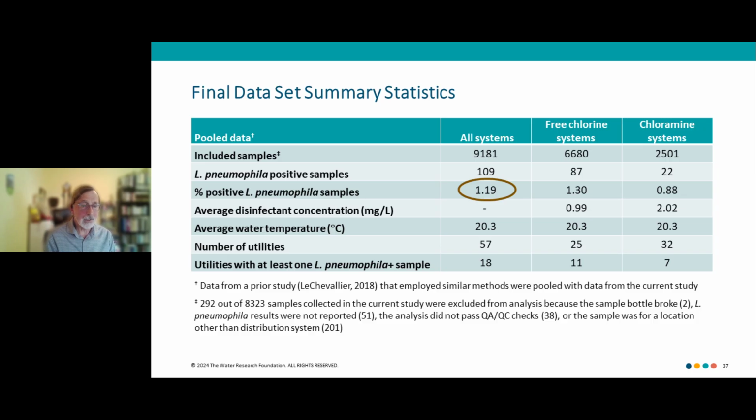We had 57 utilities all told. 25 of them were free chlorine systems, 32 were chloramine systems. Of those, there were 11 systems that had positives and were free chlorine systems, and 7 that were chloramine systems and had positives. That is, there were quite a number of utilities that had no positive samples. So we find that the positive samples are not evenly distributed throughout the utilities, but most utilities are prone to having positive samples if you collect enough samples in those utilities.